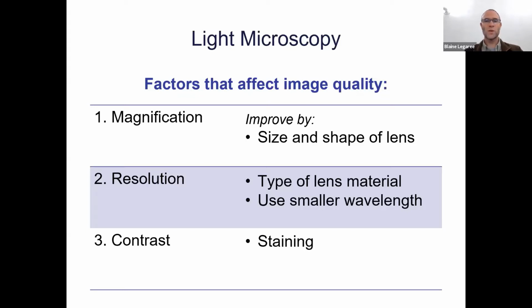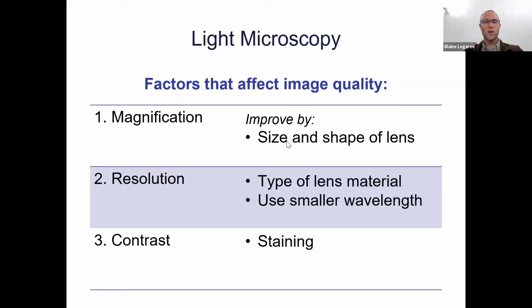Resolution is really a measure of clarity, and there are a number of tricks for improving resolution. One trick is having a good lens material, so quartz is a lot better than plastic, and glass is somewhere in the middle. We can also use something called oil immersion to improve our resolution, which we're going to talk about in the lab, in lab 4. So I'm not really going to get into it too much in this lecture.